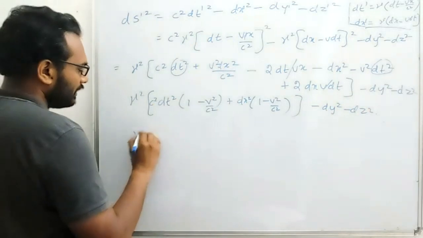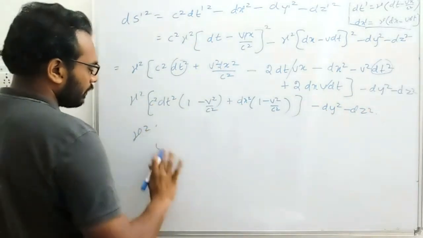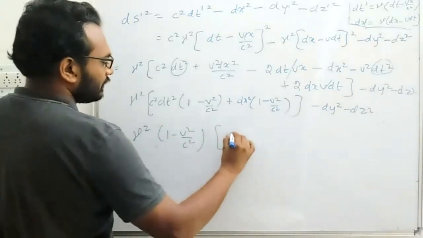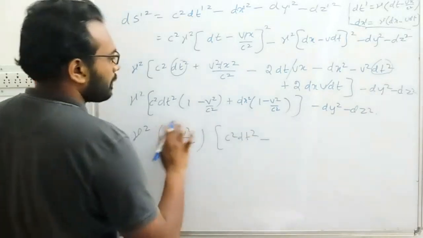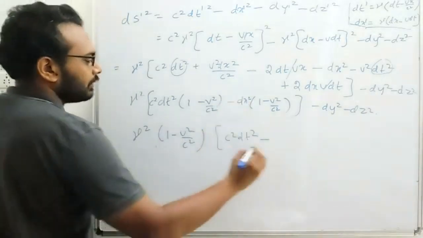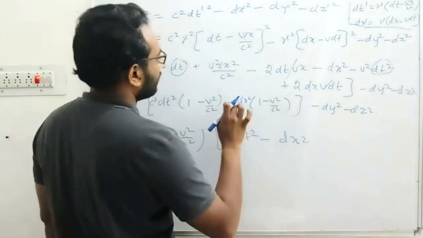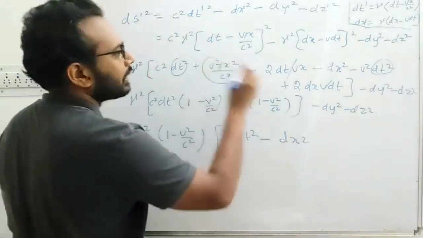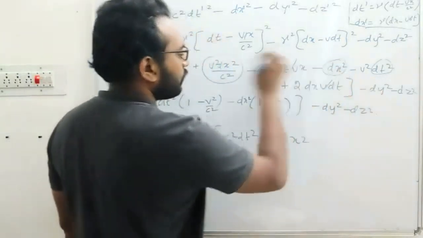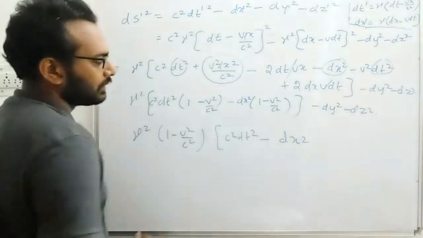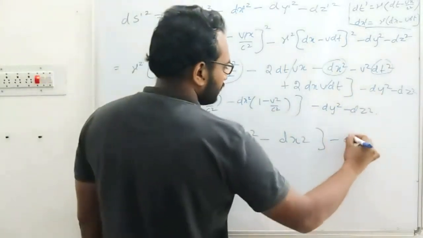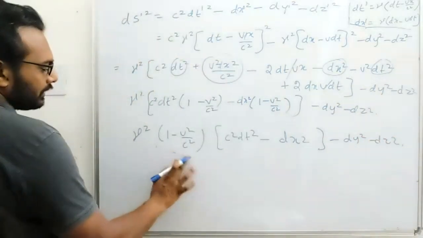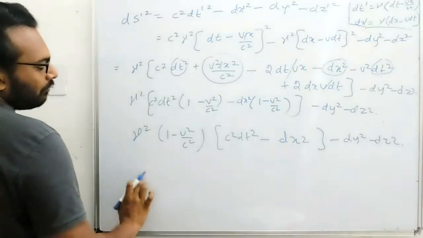So you can write this as gamma square multiplied by, okay? And you can pull this 1 minus v square by c square outside, and you get c square dt square minus dx square. It's a minus here, right? Because this quantity is plus, and we've got a minus here. So if you pull minus dx square outside, you get 1 minus v square by c square, and then minus dy square minus dz square. And what's this quantity? This is simply 1 by gamma square, because gamma square is 1 by 1 minus v square by c square.